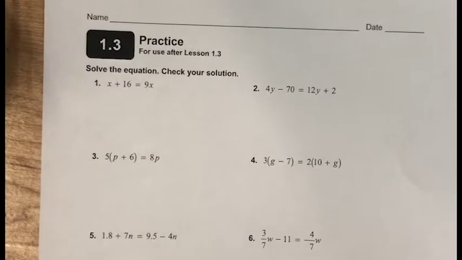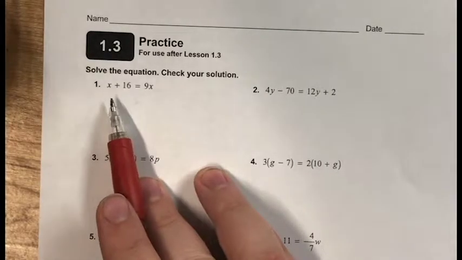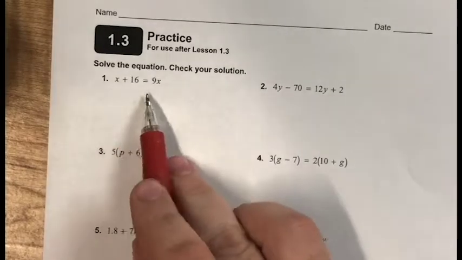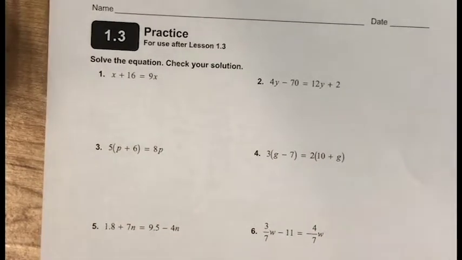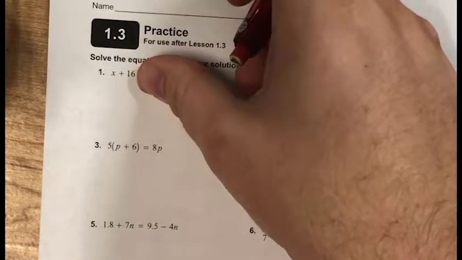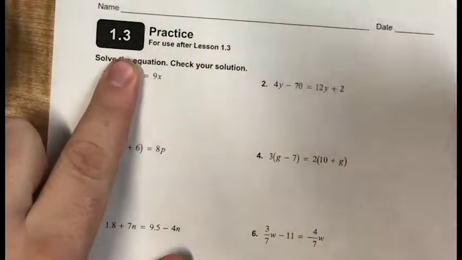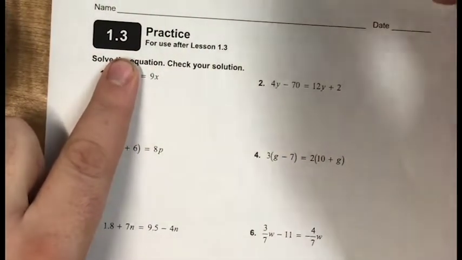So we have, I'll pick out a couple here. Let's do this one. We'll start off simple. We'll go with one. We have x plus 16 equals 9x. So the first thing, look at each side. Can I simplify x plus 16? No, this is as simplified as it can get. Can I do anything with simplifying 9x? No, I cannot.